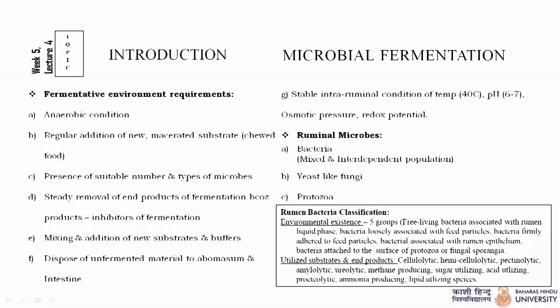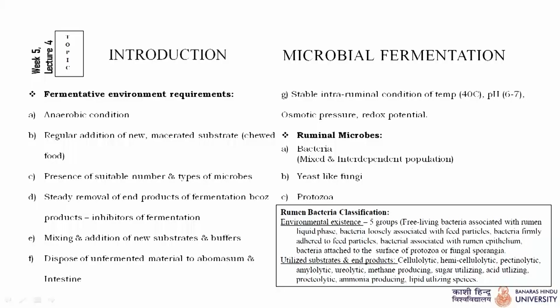Then the fermentation environment requirements. For the fermentation to take place, there are certain requirements. Already you know what the advantages and disadvantages are, and from that itself you can understand the requirements, right? But still we'll see them here one by one. As I said, fermentation will take place. The first important requisite is the anaerobic condition.